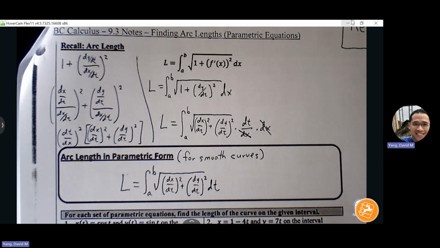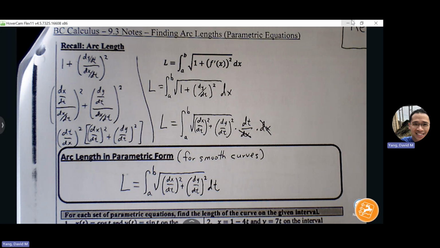Okay, here's page 16. So we talked about arc length, taking that Pythagorean theorem and adapting it so that we can use it for curves. But we can also adapt this arc length formula for parametric equations. So if we have an equation that's split up amongst x and y in terms of t, then we can adapt it this way.